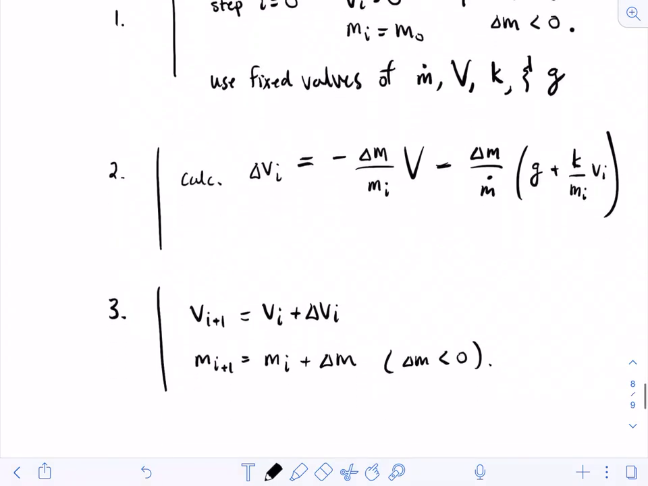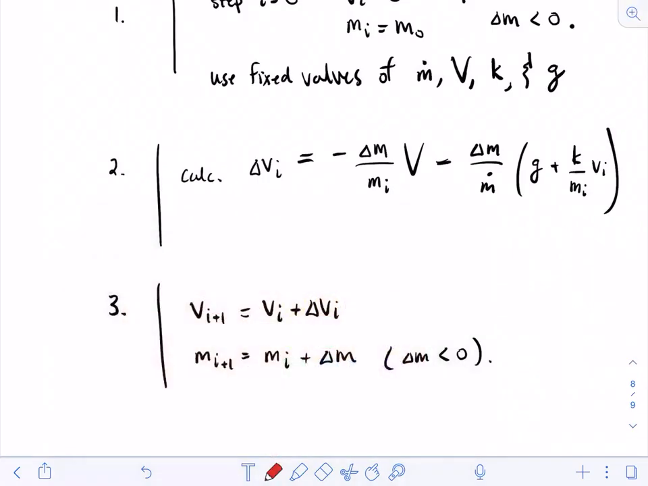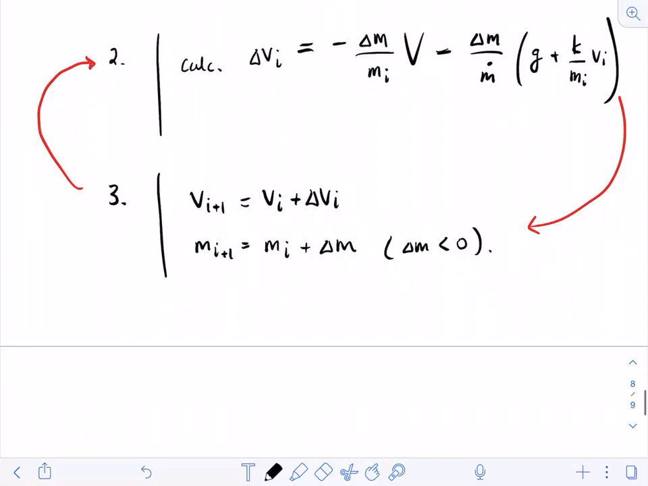So after you've done that, you would go back and do step 2 again, and then step 3 again, and go back to 2, and go back to 3, and you would just iterate these steps over and over again until you reach a point where the mass becomes equal to the final mass. Maybe you've burnt all of your fuel and the final mass is just equal to the mass of the fuel containers or the rocket plus the mass of the payload.